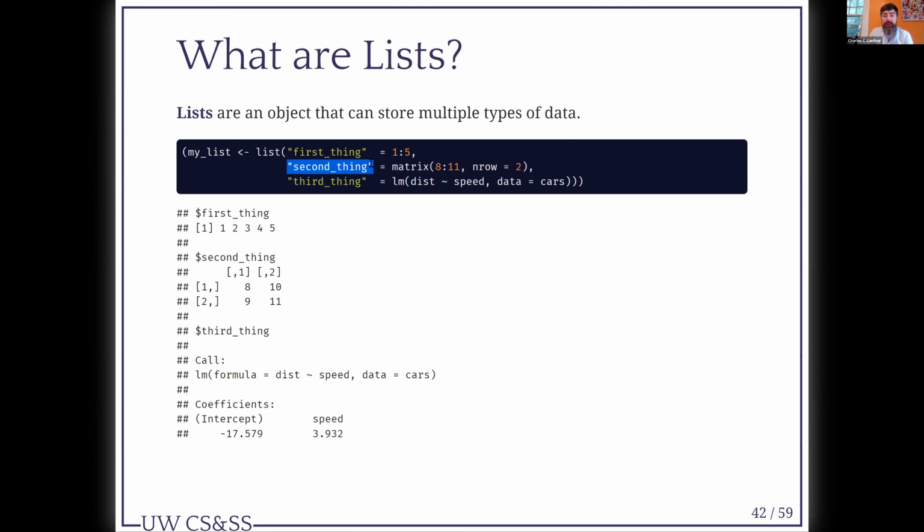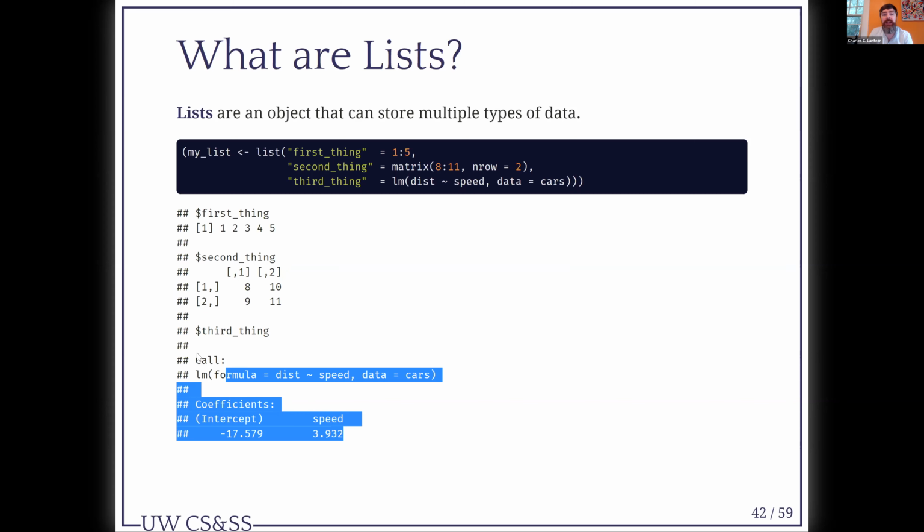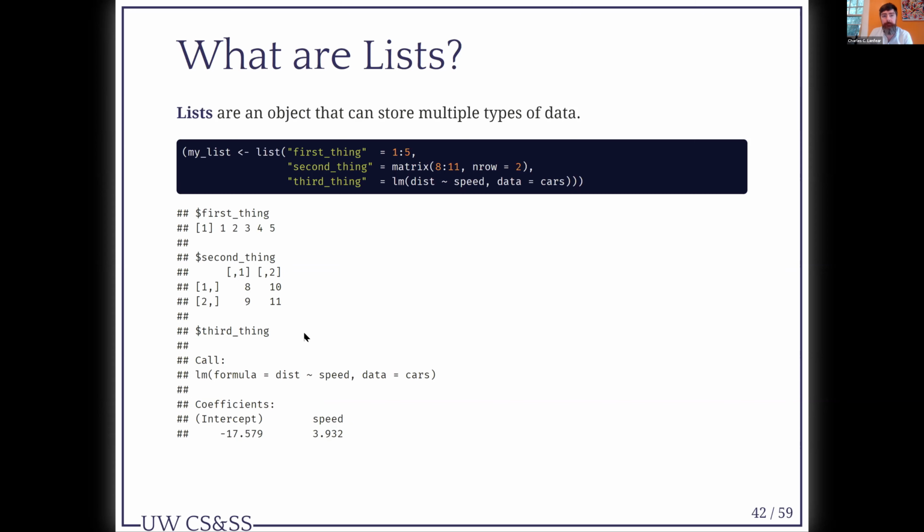The second thing is going to be a matrix of the numbers 8 to 11 with 2 rows. And the third thing is going to be the output from a linear regression of distance on speed using the cars data. So this list contains these numbers, a vector, this matrix here, and then the entire output from a linear regression model, okay? To R, each of these elements is interchangeable. The list can store whatever you want in here.